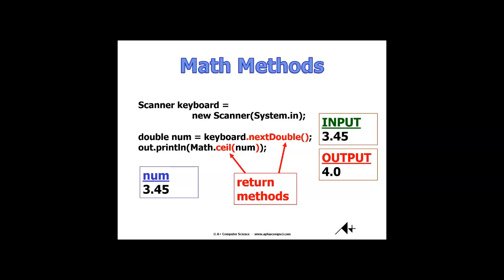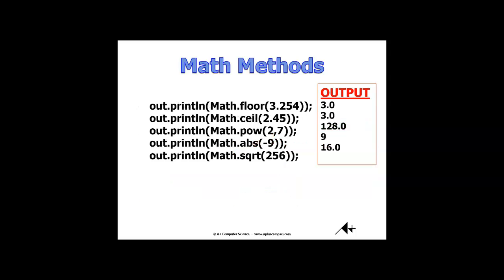The ceiling's above you. I go over this all the time in class, and people get confused about ceiling and floor. It's not really that complicated. The ceiling's above you, the floor is below you. One rounds up, one rounds down. You can kind of fill in the blanks. So here's some more examples. I'm calling floor, ceiling, power, absolute value, and square root.